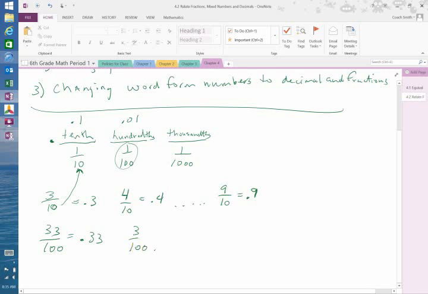then that would be 0.03. Okay, and that's going to go all the way up to 99 over 100, which would be equal to 0.99. Okay, Emma.